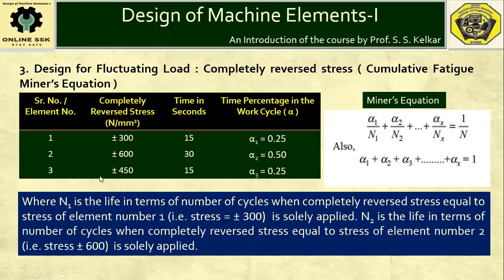So n2 will be the life of the machine part if the stress equal to the stress in element number 2 is solely applied. Suppose the machine part is subjected to only stress plus minus 600, and this induced stress is not varying, it remains constant at the value of plus minus 600. Then what will be the life of the machine part? That will be indicated by n2. On similar lines, if plus minus 450 is the sole induced stress inside the machine part, then what will be the life of the machine part?